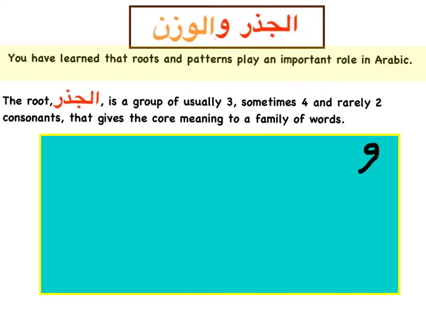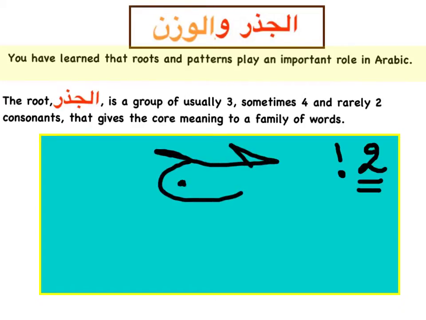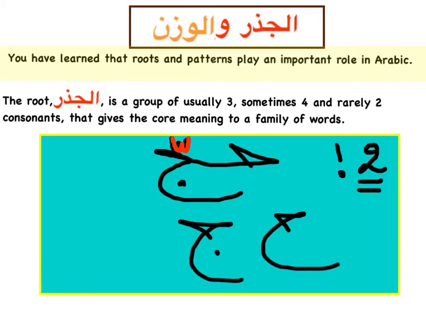As for 2 consonant roots, they are very rare and not used anymore. However, you will encounter words with 2 letters, like the word hajj, pilgrimage. Notice that hajj ends with a shadda, and this shadda is important because this means that the actual root of the word is ha, jim, jim, and not ha, jim alone.